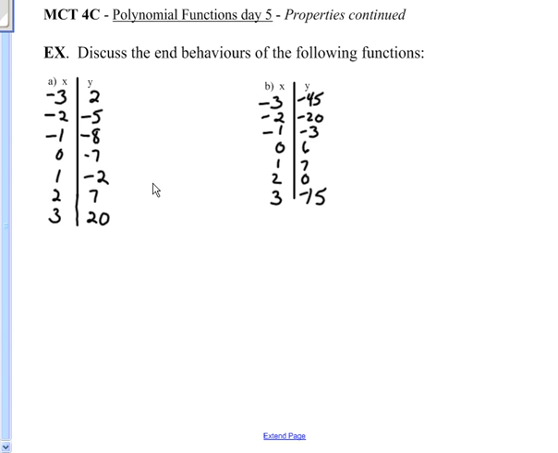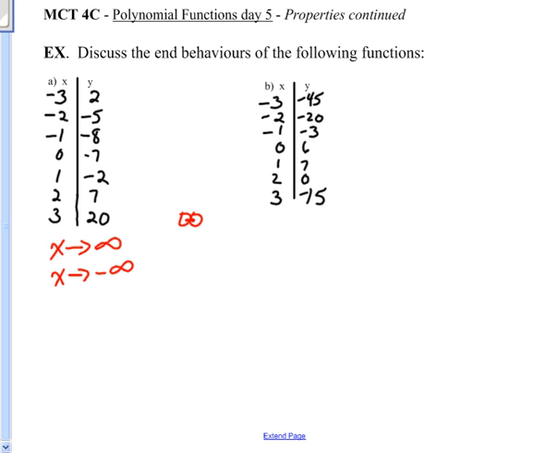We're going to be looking at 3 functions today. We're going to start by discussing the end behaviors of these functions. I have written them as tables of values. So we're going to first look at the end behaviors of these functions by making educated guesses. As I look at my table of values, I want to look as x approaches infinity, and then we'll look as x approaches negative infinity, just by observation.